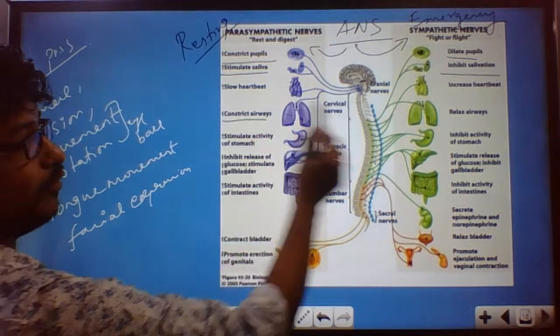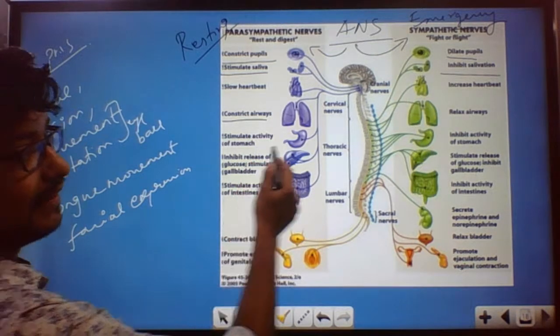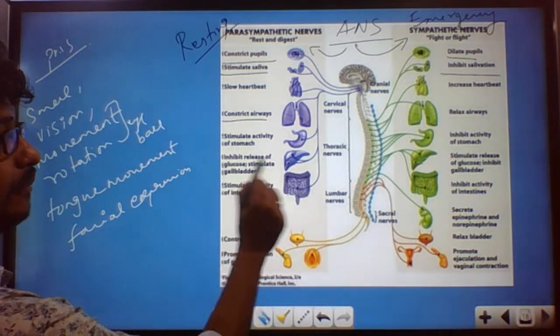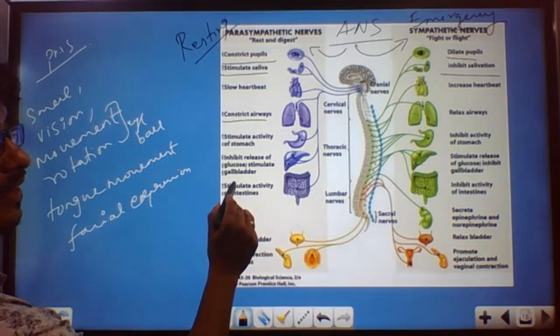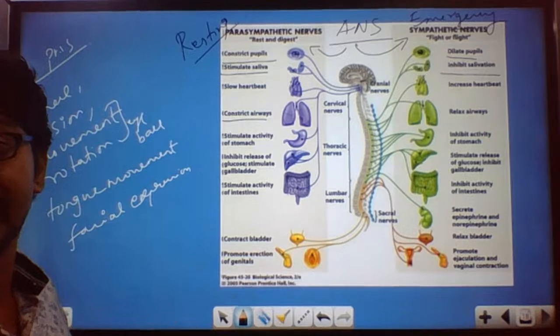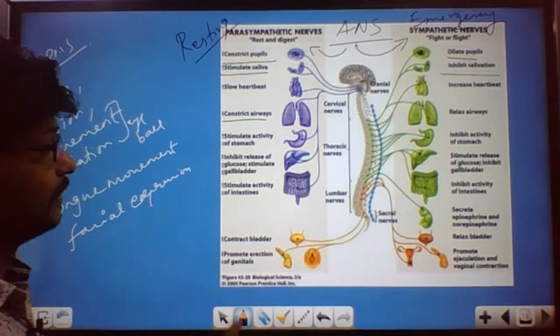And the parasympathetic constricts the airways, while the sympathetic relaxes the airways. The parasympathetic stimulates the activity of your stomach, like producing gastric secretion, while here it inhibits the activity of the stomach. Here it stimulates the release of glucose and inhibits the gallbladder, while the parasympathetic stimulates the gallbladder. So you could see the vice versa condition between the parasympathetic and the sympathetic nerves.